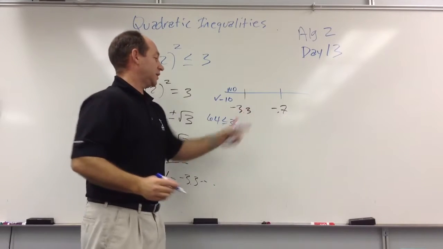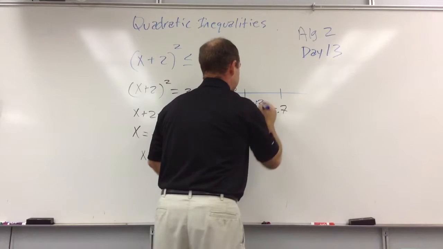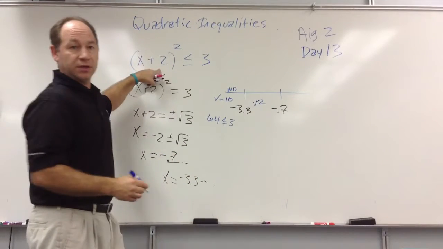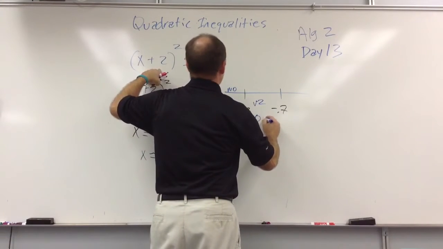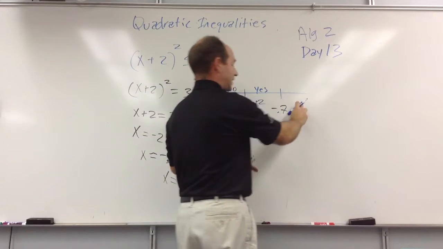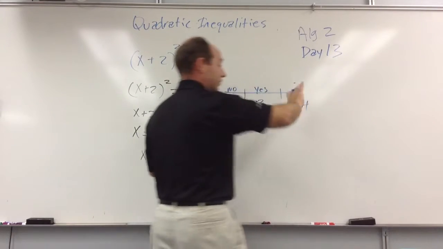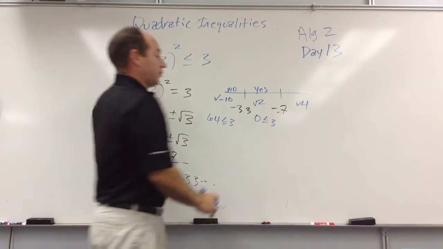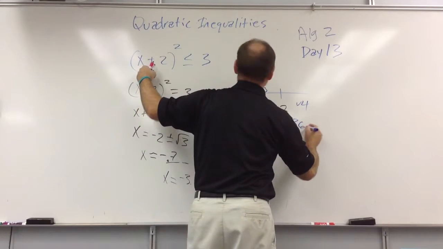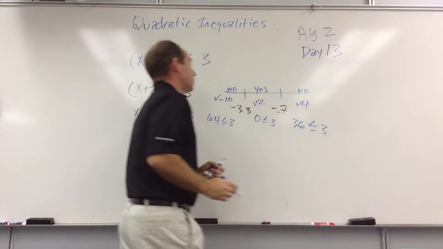I need a number between these two that's definitely there. How about negative 2? Whoops. We'll be checking negative 2. Negative 2 plus 2 is 0. 0 squared is 0. Is 0 less than or equal to 3? Yes. And I need something over here. I would usually check 0, but that's kind of close. Let's just check 4. We'll make sure we're way over to the right there. If we check 4, 4 plus 2 is 6. 6 squared is 36. Is 36 less than or equal to 3? And the answer is no.